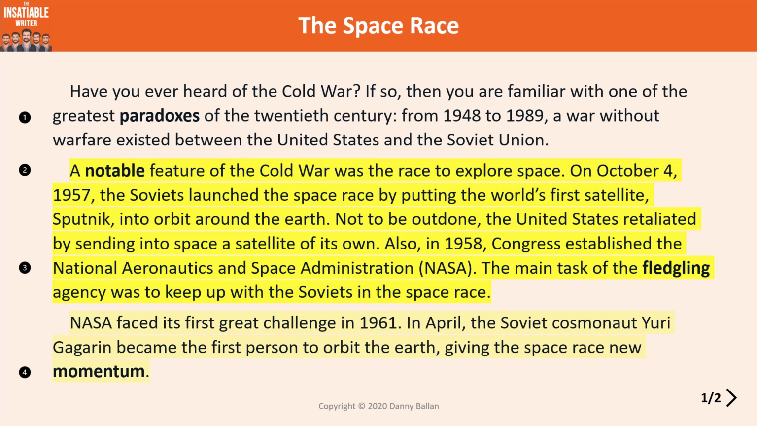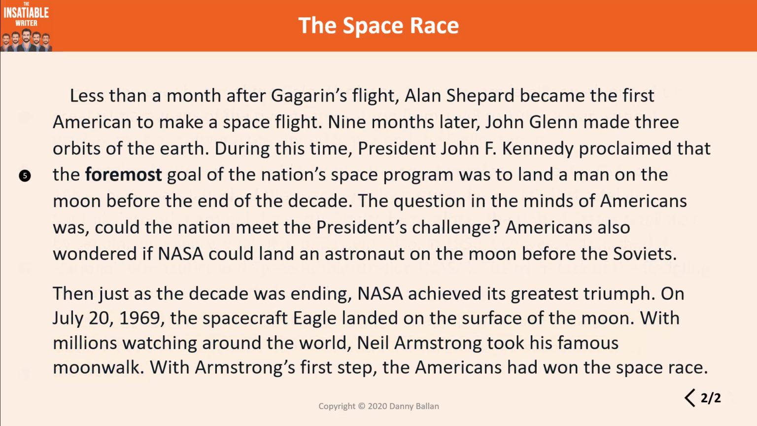NASA faced its first great challenge in 1961. In April, the Soviet cosmonaut Yuri Gagarin became the first person to orbit the Earth, giving the space race new momentum. Less than a month after Gagarin's flight, Alan Shepard became the first American to make a space flight. 9 months after, John Glenn made 3 orbits of the Earth. During this time, President John F. Kennedy proclaimed that the foremost goal of the nation's space program was to land a man on the moon before the end of the decade.